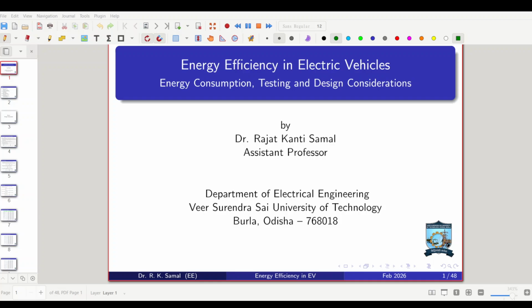So we'll start with discussing the basics of electric vehicles and what parameters are relevant for general consumers and users, and then we will proceed towards the research directions, which are very interesting by the way. So we'll go through that.